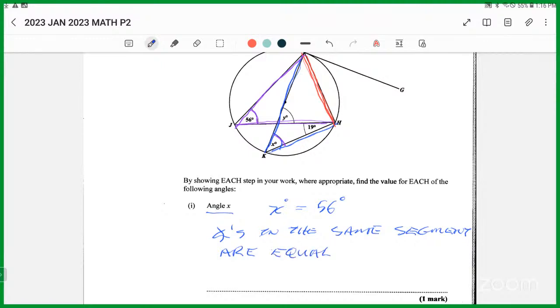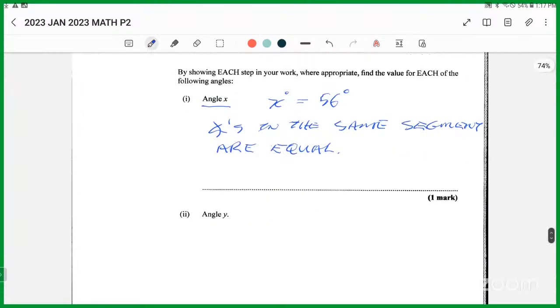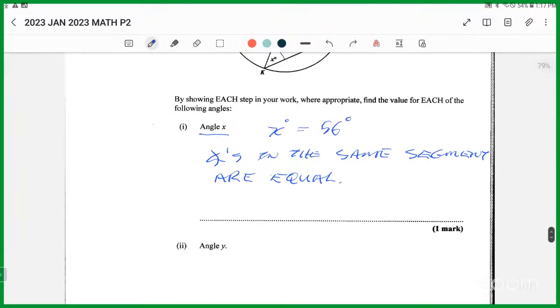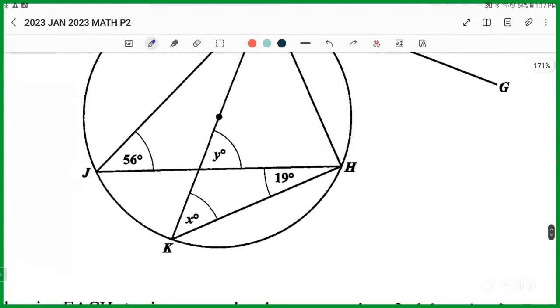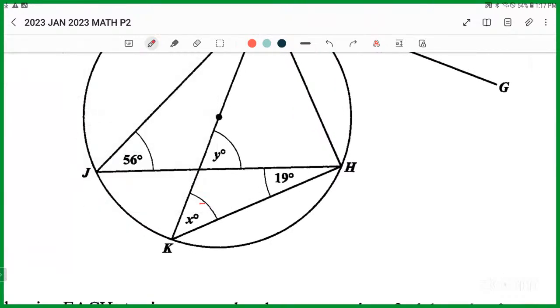Angles in the same segment, subtended by the same chord, on the same arc. That angle is 56, and I want angle Y. That's just one. So this angle is 56. We just work out one, right?